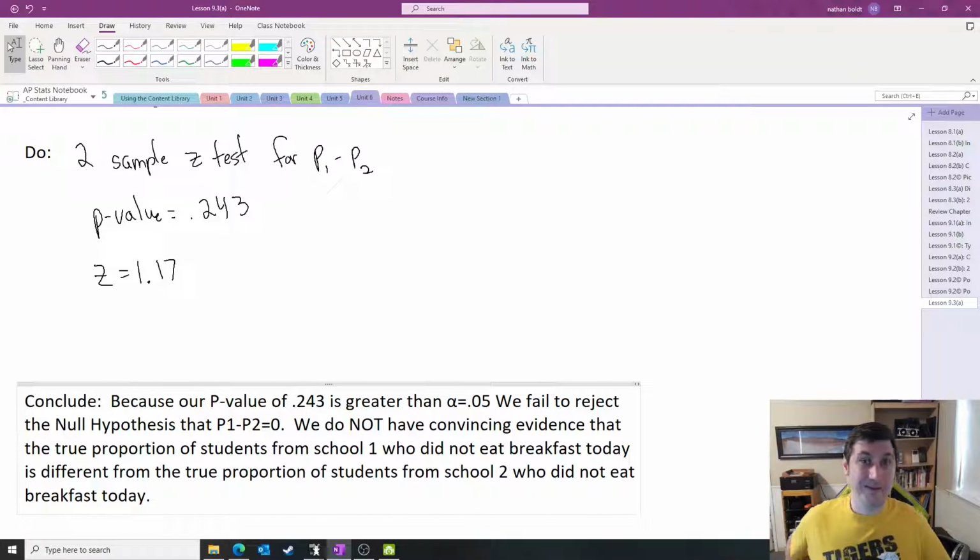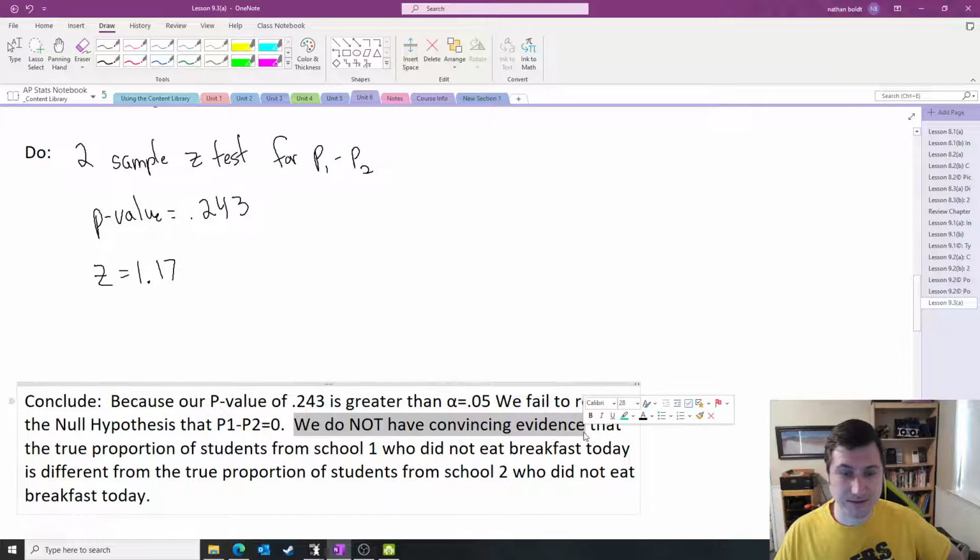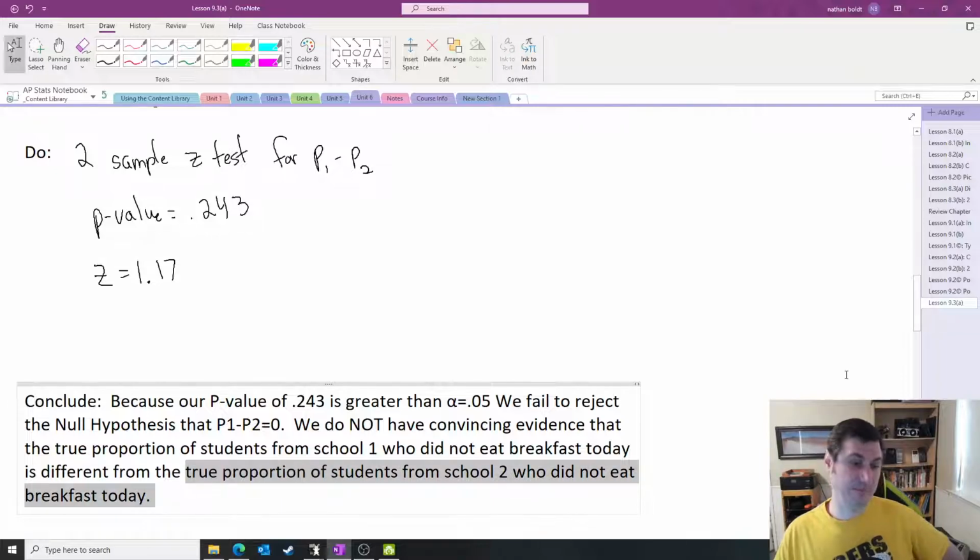Whew. It's a long sentence, but hopefully that sentence really is sounding formulaic. Okay? I'm not making up tons of new things. Most of that is just me copying from the problem, right? So we do not have convincing evidence that the first one is different from the second one. That's what we were testing, okay?